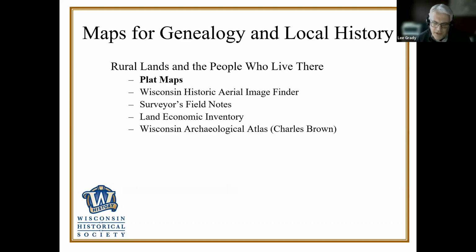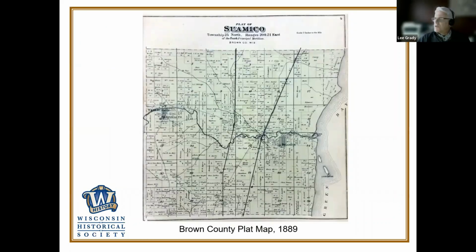So I'm going to start with the rural lands and the people who live there. And I'm going to start off with plat maps, and that's probably the type of map that all of you are familiar with already, if you've done any kind of genealogy. They show land ownership. And I want to warn you right away that because I am giving the talk, I'm using my own examples. I'm using examples from my own family a lot of times. So I'm going to talk in this section about my ancestor, Otto Grady, who came from Germany as a kid, actually a little kid, and then ended up buying property in Brown County, Wisconsin, in northeastern Wisconsin.